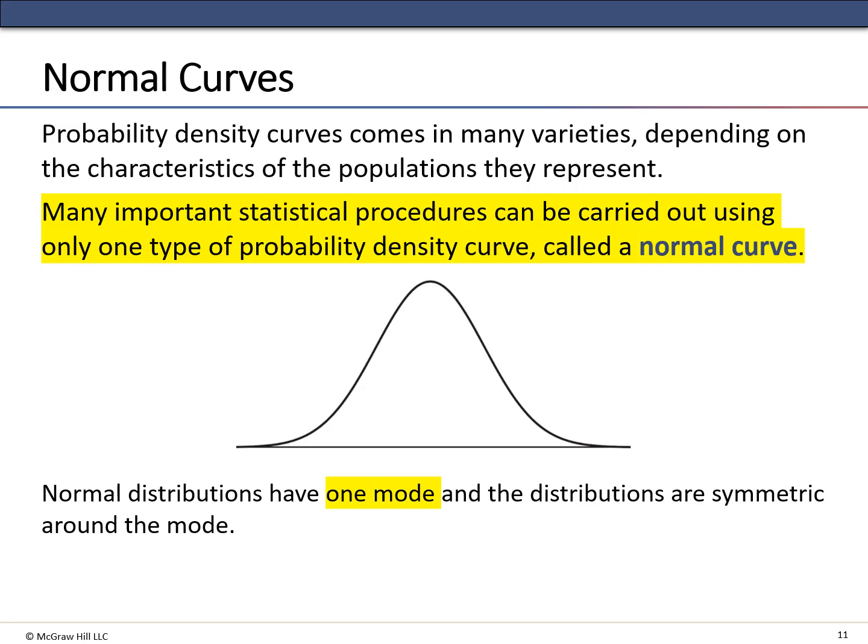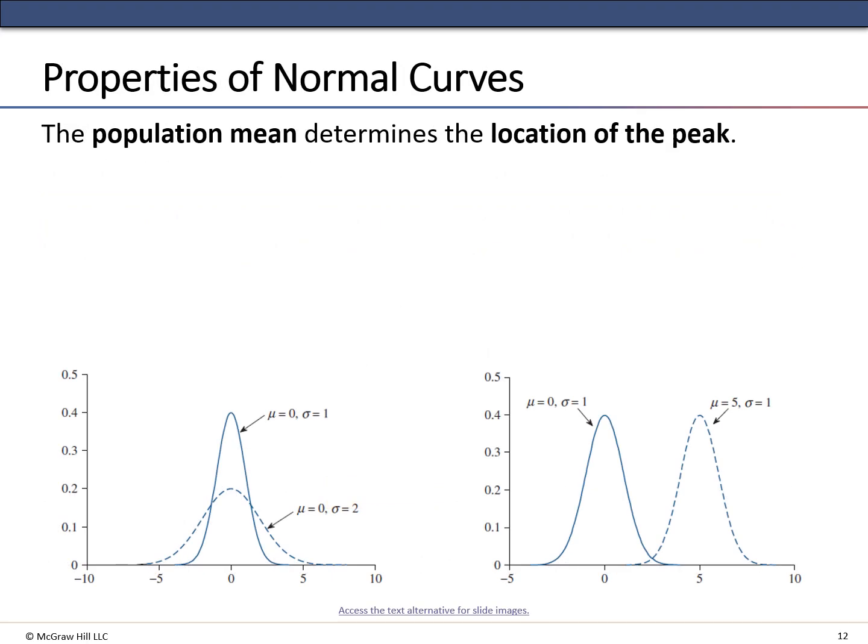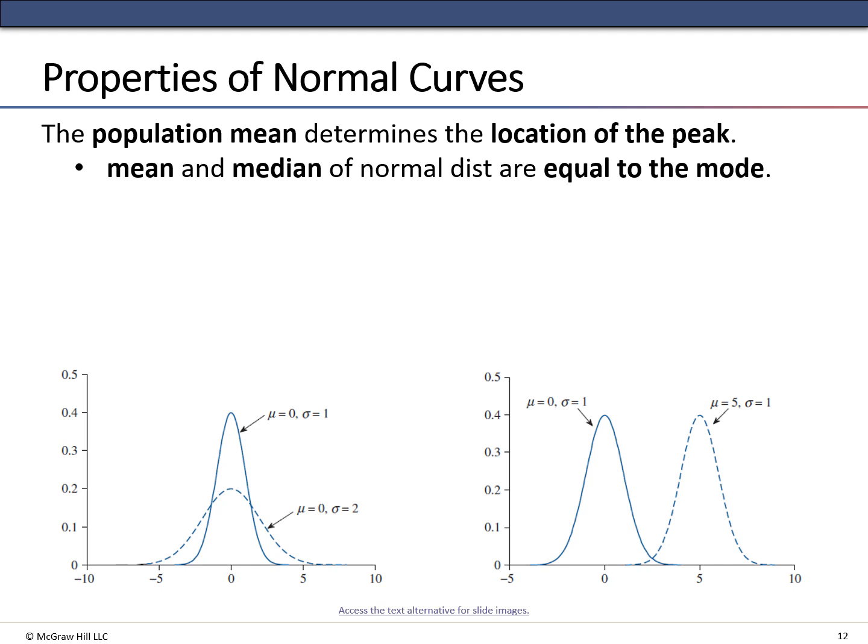Normal distributions have one mode, and the distributions are symmetric around the mode. Normal curves can extend infinitely far, both to the right and to the left. The population mean determines the location of the peak. Mean and median of a normal distribution are equal to the mode. Okay, so that's all mean, median, and mode are at this high point in these diagrams.